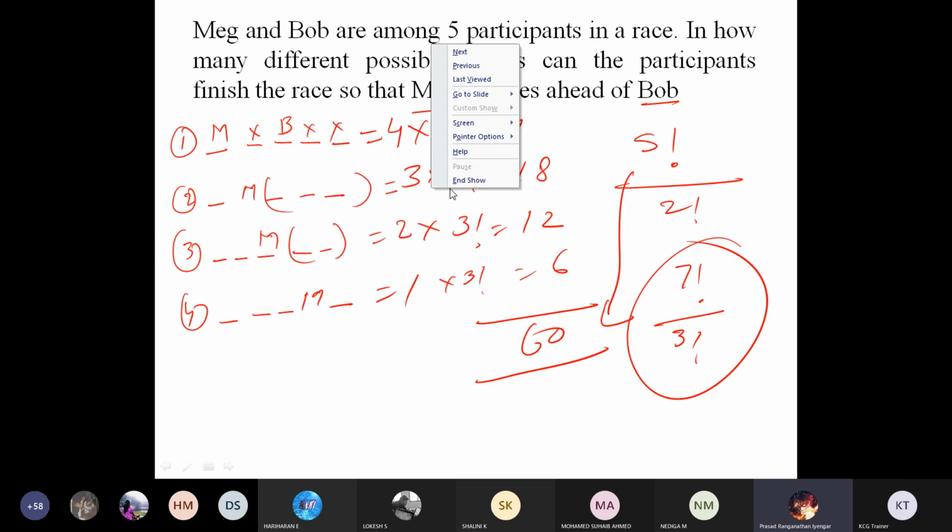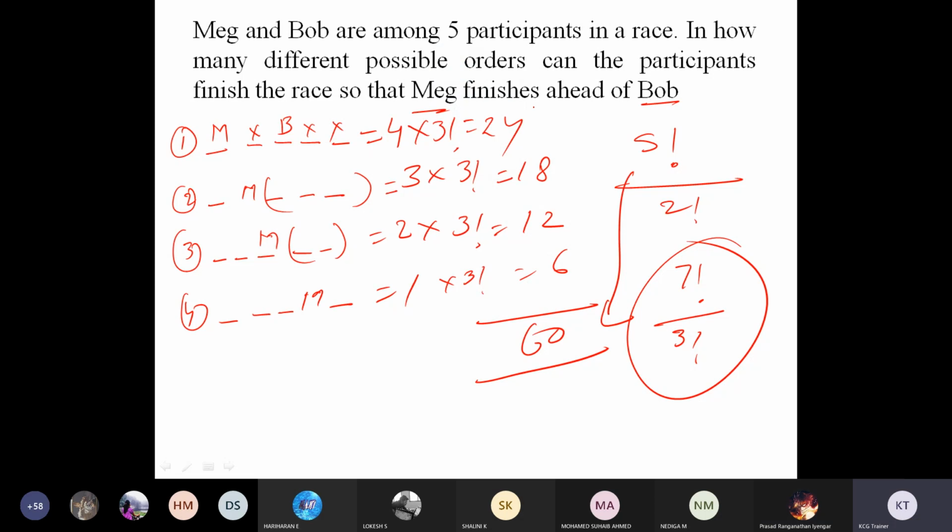Sir, can you explain this question one more time, sir? Okay. See, the condition given is that these 5 people should be arranged in 5 different positions after finishing the race. But the condition is that Meg should always finish ahead of Bob.